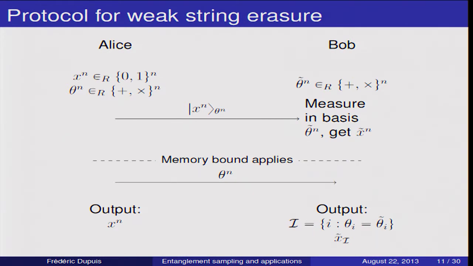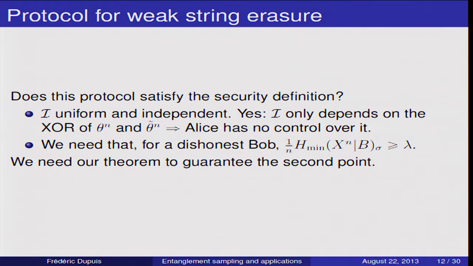Now you can see that this intuitively does what we want, right? Bob gets a random subset of the bits that Alice picked. Now, does this protocol satisfy the security definition I gave earlier? You remember that there were 2 points to this. The first one was that the subset had to be uniform and independent. Well, that's clearly satisfied because the subset only depends on the XOR of the 2 strings of basis choices. So Alice has no control over it.